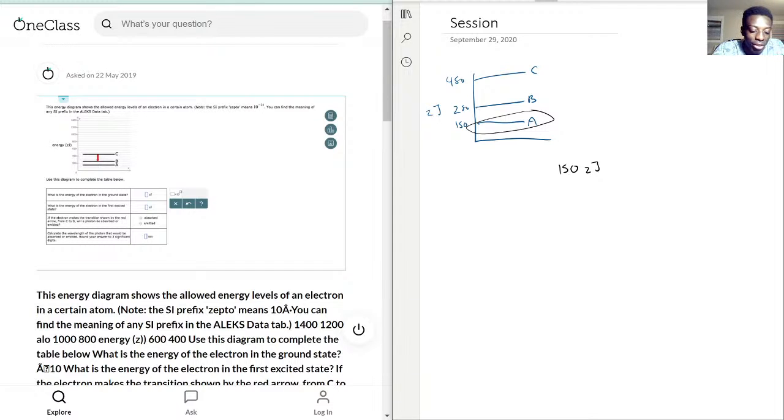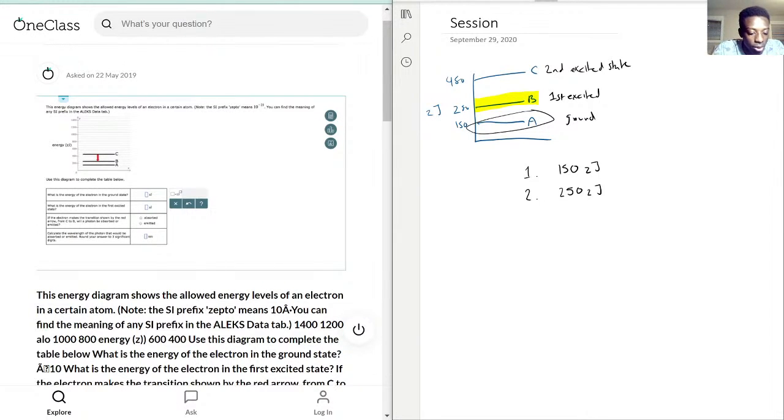What is the energy of the electron in the first excited state? It's just going to be 1 above the ground state. So for part 2, the answer would just be 250 zeptojoules, because that's the energy level of the electron in the next state above the ground state, which is the first excited state. And this is the ground, and this would be the second excited state.